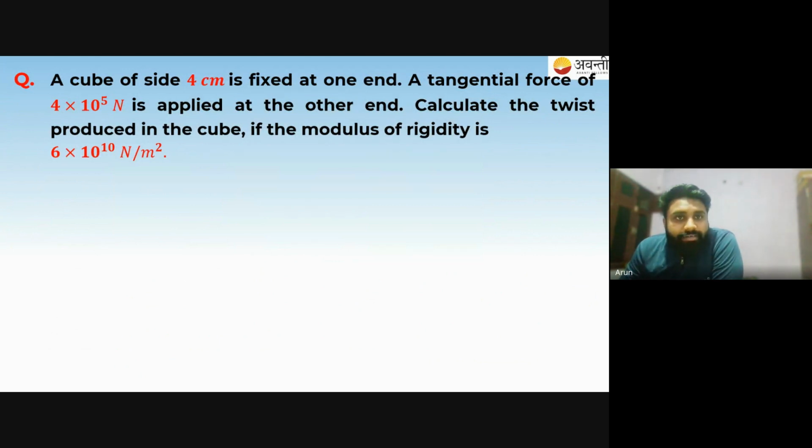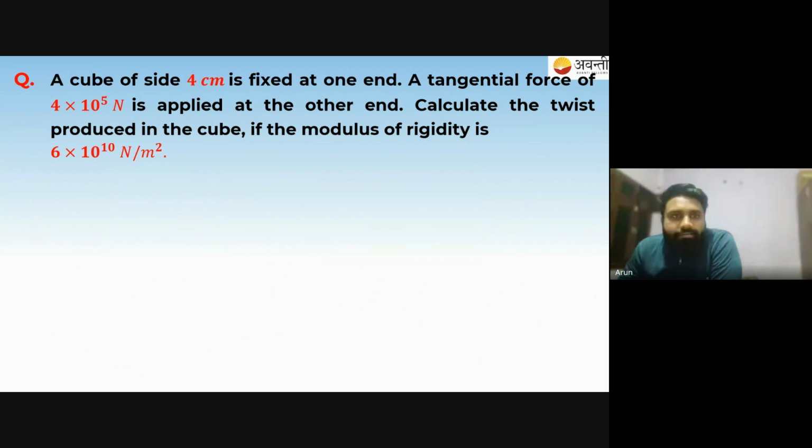A cube of side 4 centimeter is fixed at one end. A tangential force of 4 into 10 raised to the power 5 Newton is applied at the other end. Calculate the twist produced in the cube if the modulus of rigidity is 6 into 10 raised to the power 10 Newton per meter square.